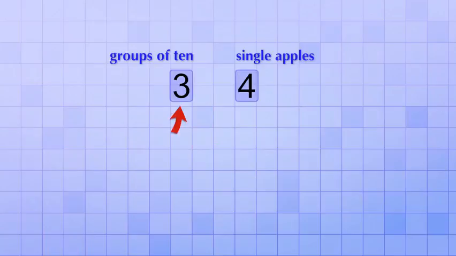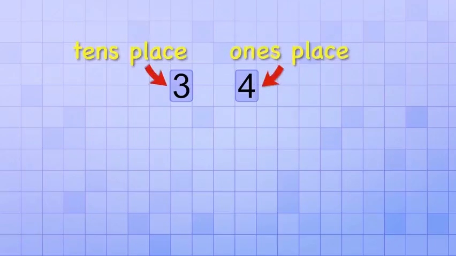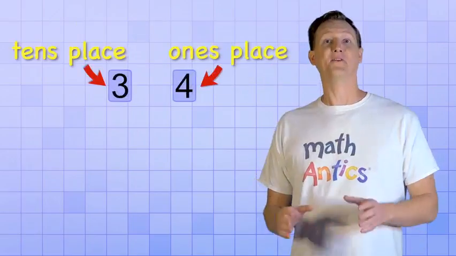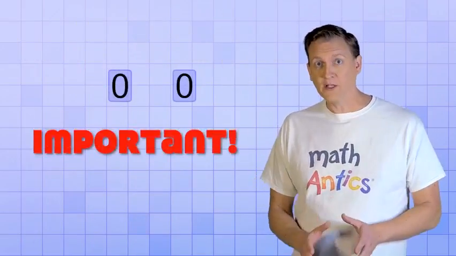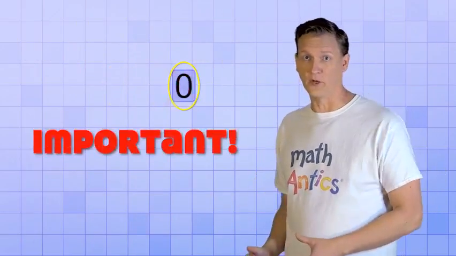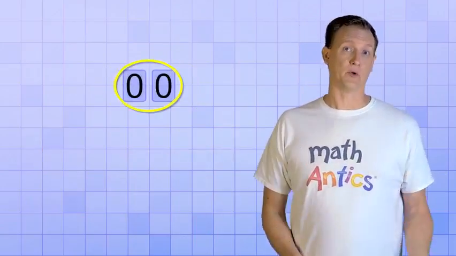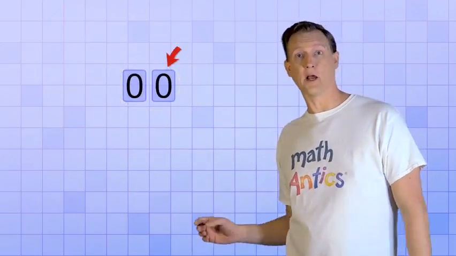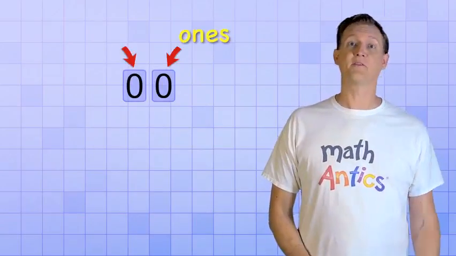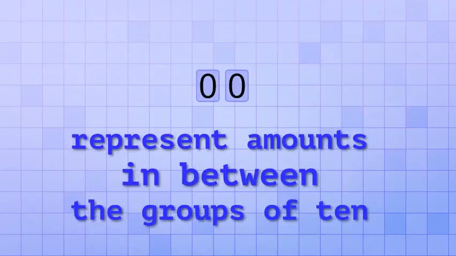Since this new number place is for counting groups of 10, we're going to name it the tens place. And we'll name our original number place the ones place, because we used it to count things one at a time. And here's the really important thing. We're not going to use the new number place instead of the old one. We're going to use it alongside of the old one, so that we have one number place for counting by ones and another number place for counting by tens. Using these two number places together lets us represent amounts that are in between the groups of 10.